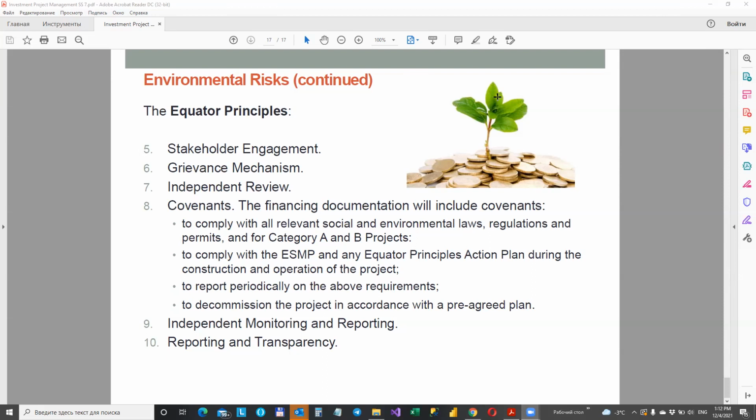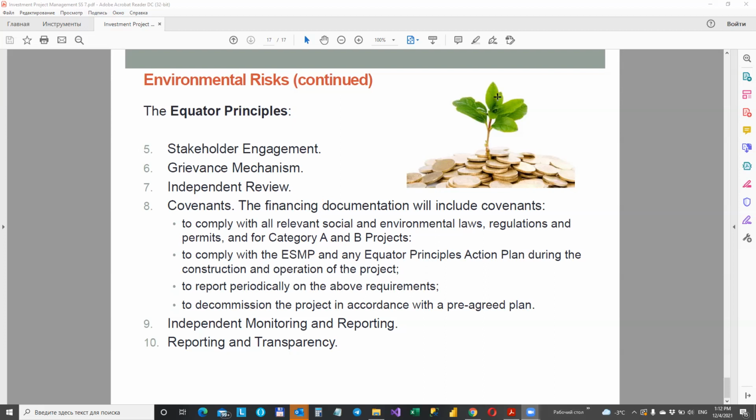And we have Principle 9, independent monitoring and reporting. This is done through appointment of an independent environmental and social consultant. Principle 10, reporting and transparency. Institutions are to make annual reports on the application of the principles.